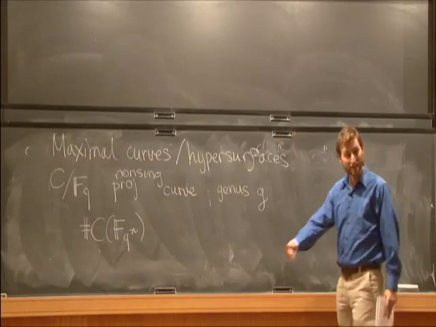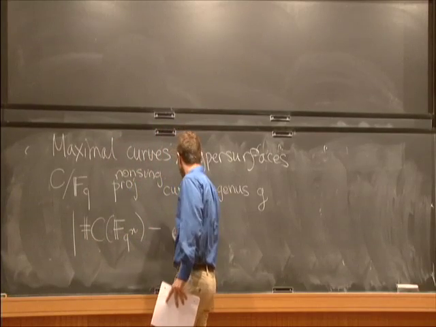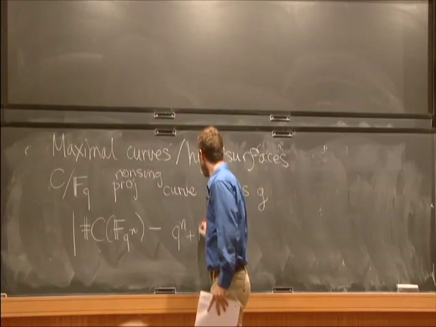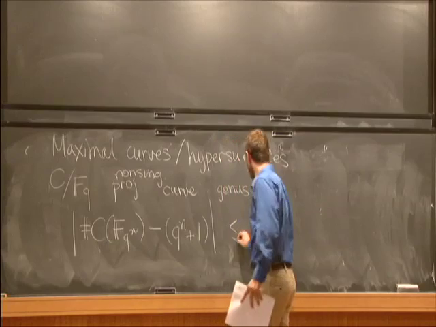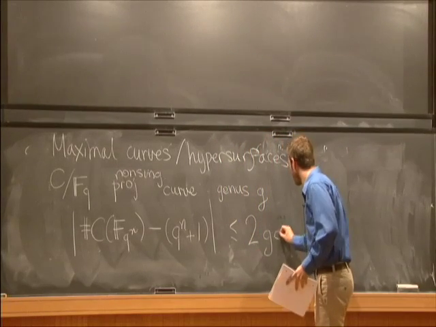And by the famous Weil conjectures, we have a bound for the behavior of this number. It's roughly q^n + 1, and the error term is bounded by twice the genus times the square root of q to the power n.